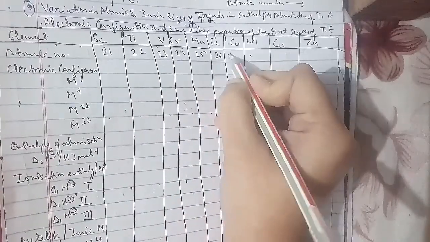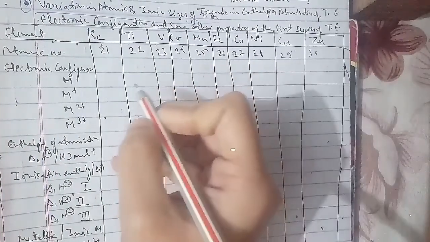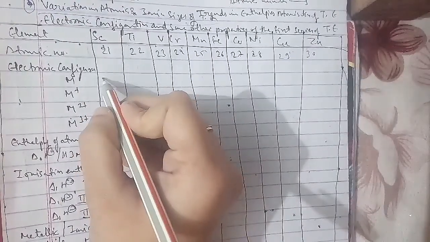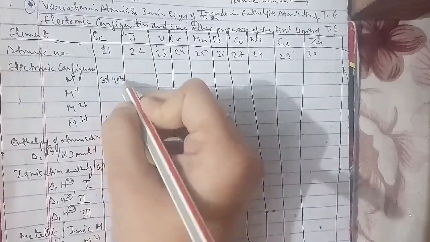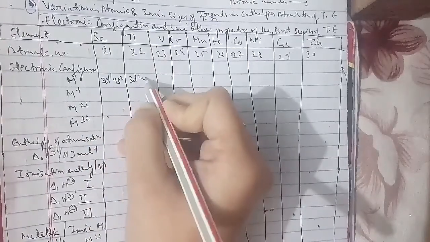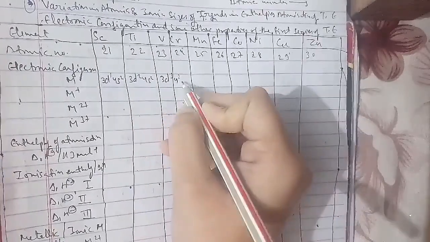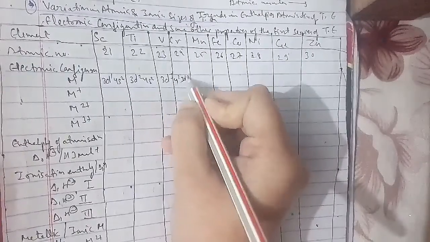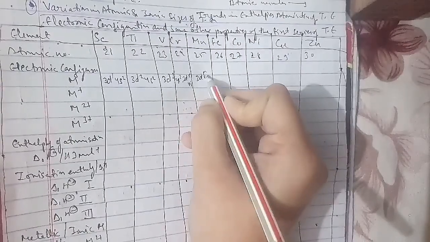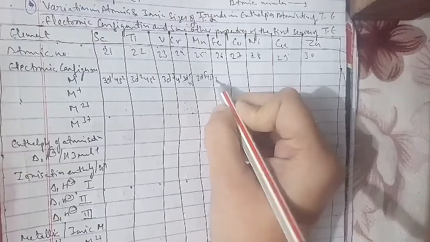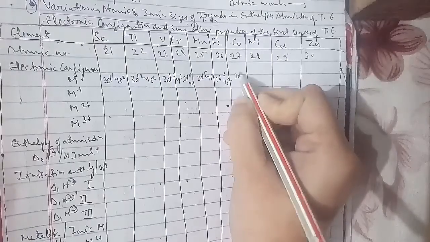So for the M+ here, that is your 3d1 4s1, 3d2 4s1, 3d3 4s1, 3d5, so 3d5 4s1, 3d6 4s1, 3d7 4s1, 3d8 4s1, 3d10, 3d10 4s1, that we have here. So for the same, we have to go ahead now.